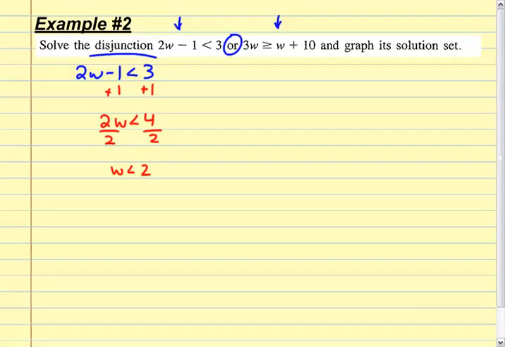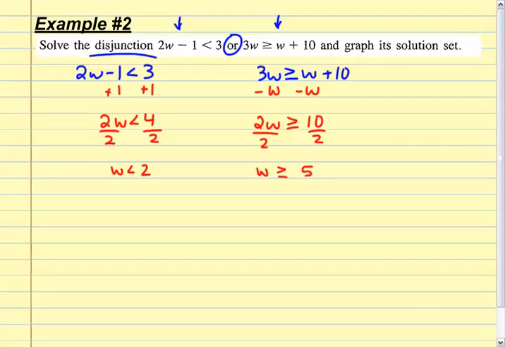Okay, now let's come over here. In this one it says 3w is greater than or equal to w plus 10. Well, the first thing I'm going to do is get my variables together. So I'm going to subtract w from both sides, and I'm going to get 2w is greater than or equal to 10. Then I'm going to divide both sides by 2. Wait, did I divide by a negative or a positive? A positive. Okay, so I don't need to flip the inequality sign. And I'm going to get w is greater than or equal to 5.